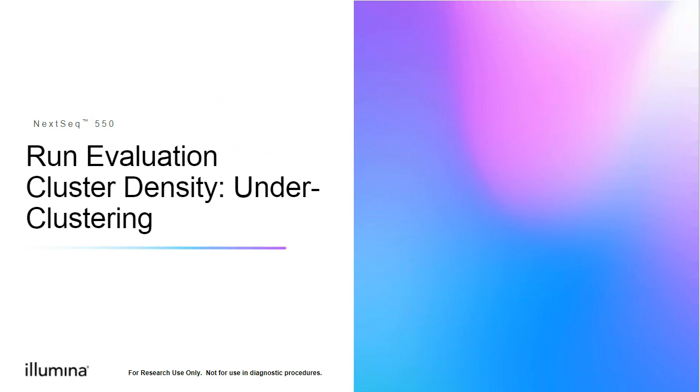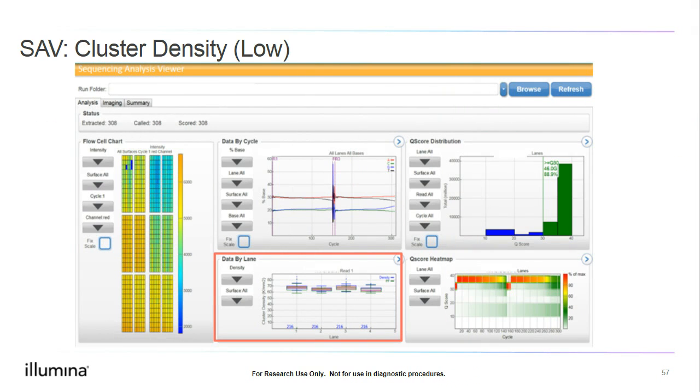Next, let's look at under-clustered runs. Initially looking at this run data, the Q30 is high at almost 89%. The percent base plot shows a well-balanced library, and the percent pass filter is very high compared to the raw cluster density. Looking at the data by lane graph in red though, the raw cluster density is low, around 60 to 70.